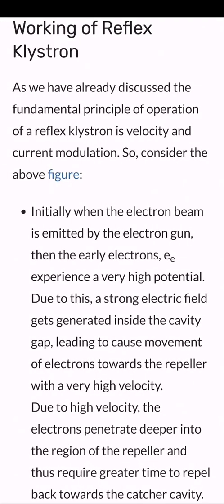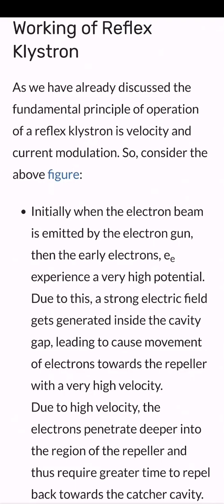And now we will discuss the working of reflex klystron. As we have already discussed, the fundamental principle of operation of a reflex klystron is velocity and current modulation. So initially, when the electron beam is emitted by the electron gun, then the early electron, which is denoted by E sub E, experiences a very high potential. Due to this, a strong electric field gets generated inside the cavity gap, leading to movement of the electron toward the repeller with a very high velocity.